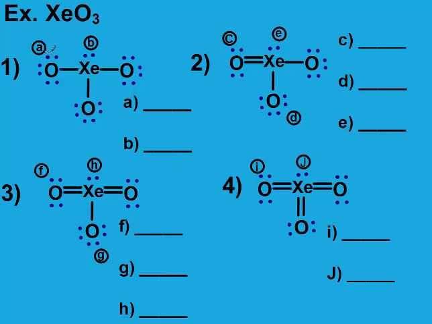So for letter A, it was oxygen. It came in with 6 valence, minus it currently has 1, 2, 3, 4, 5, 6, 7. You should have gotten a negative 1. For xenon, xenon is a noble gas. It came in with 8 valence electrons, minus it currently has 1, 2, 3, 4, 5. So that's a positive 3.